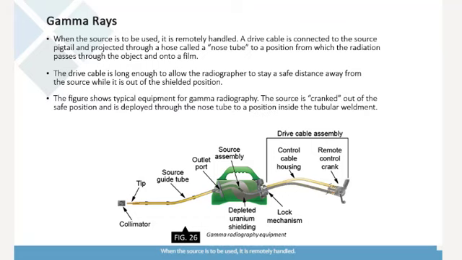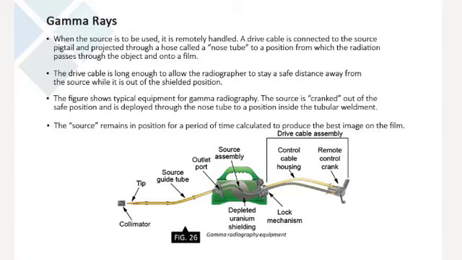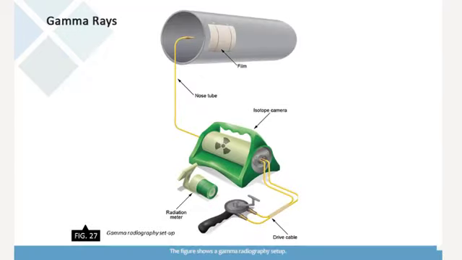The figure shows a typical setup for gamma radiography. The source is cranked out of the safe position and is deployed through the nose tube to a position inside the tubular weldment. The source remains in position for a period of time calculated to produce the best image on the film. The figure shows a gamma radiography setup.